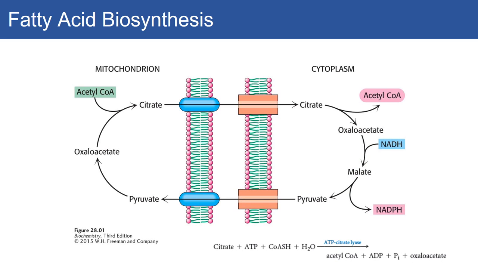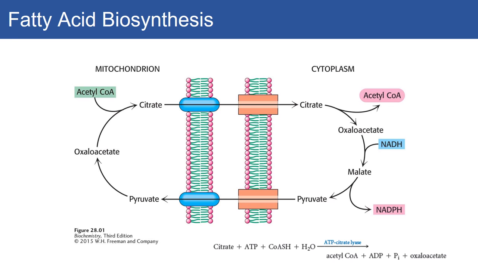So fatty acid biosynthesis in a precursor step requires the transfer of acetyl-CoA, which is then converted to citrate, exported out of the mitochondria into the cytoplasm. Citrate is then converted into acetyl-CoA, and acetyl-CoA is then some of the first precursor steps in the fatty acid biosynthesis. The enzyme that catalyzes the construction of acetyl-CoA is ATP citrate lyase. That's used to generate acetyl-CoA for fatty acid synthesis.